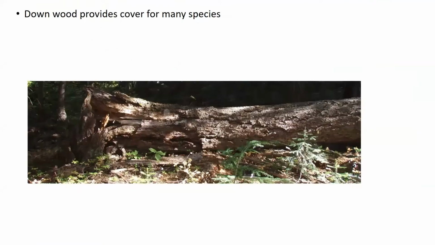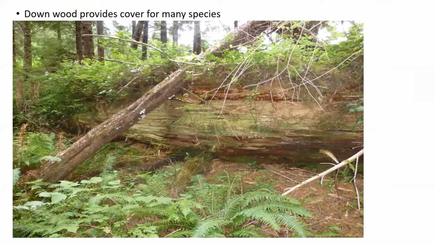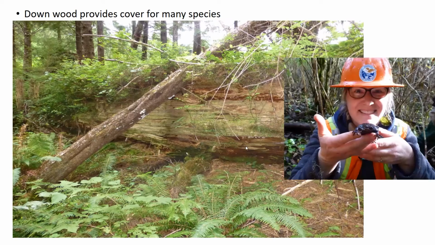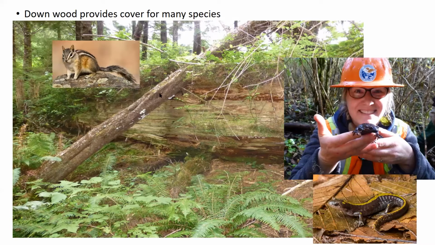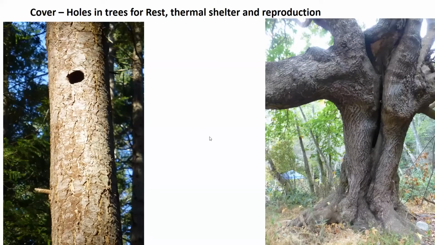So cover, down wood. I already mentioned that it provides cover for many species, but a big old rotting log like this is a long-term habitat feature, and that's something I love to remind people of, is that dead wood takes a long time to break down, and it can be home for amphibians. This is Noel Nordstrom, my friend and colleague from up by Port Angeles, with a northwestern salamander, and this is a redback salamander that indeed will use these habitats, as will the chipmunks and other small mammals. So that's a significant thing.